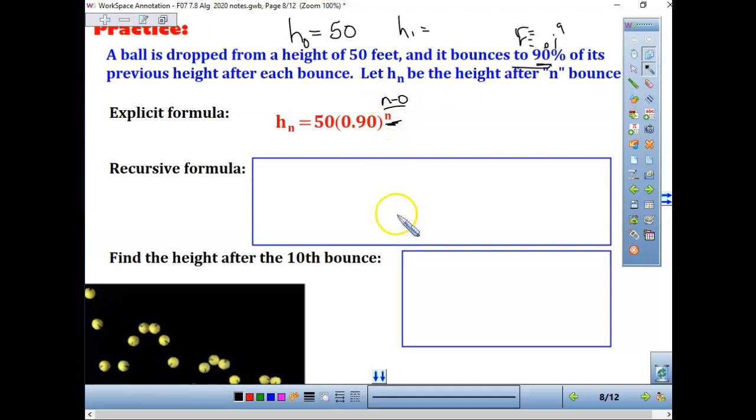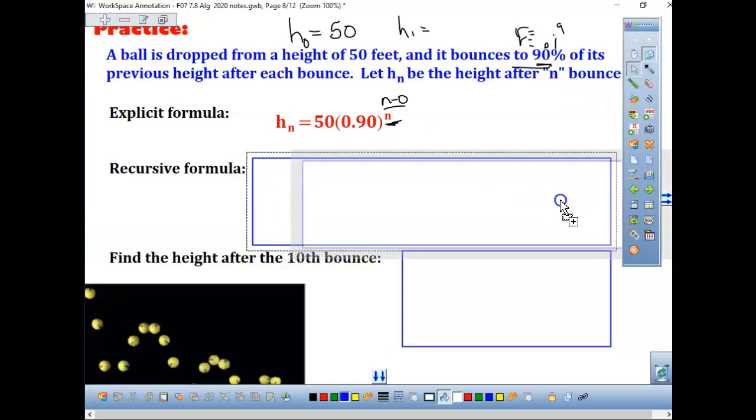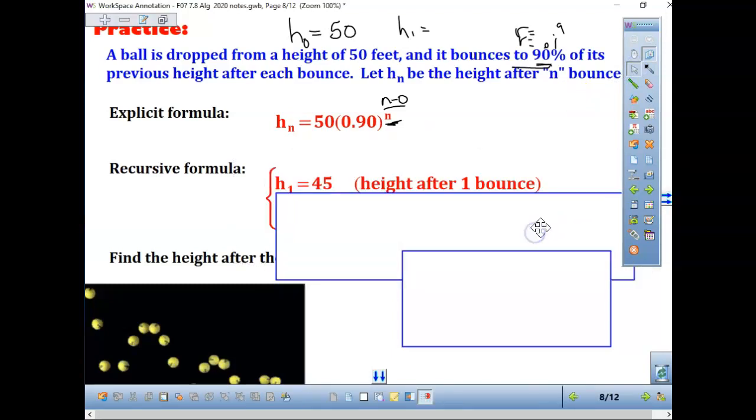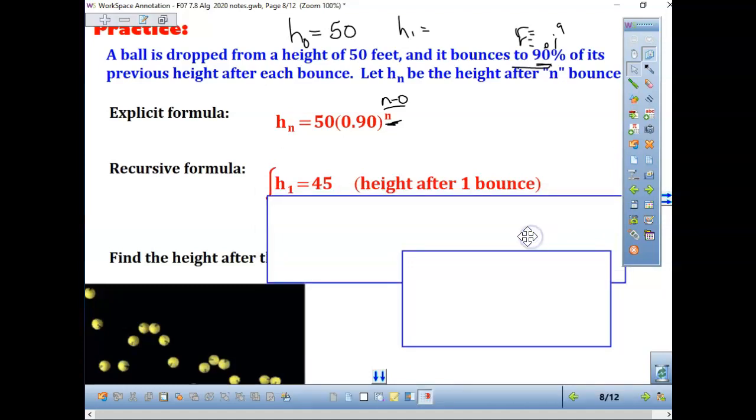So now we're looking at our recursive formula. So put in your calculator. We need to find the first term, right? So you have to replace this with a 1, and our h to the 1 is going to be how much? H to the 1 comes out to be 45. So we're going to start with 45, h to the 1, after 1 bounce. Now we want to write our recursive formula.